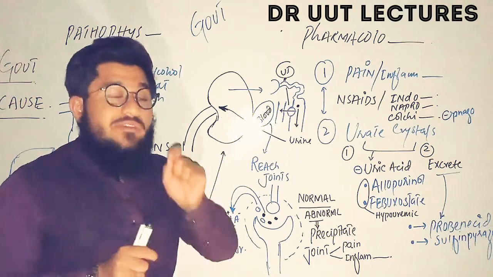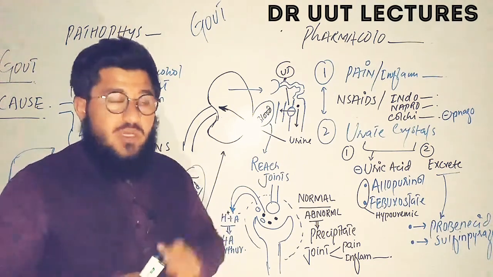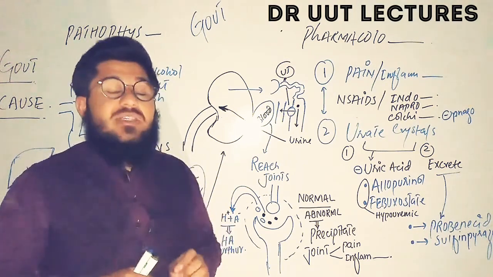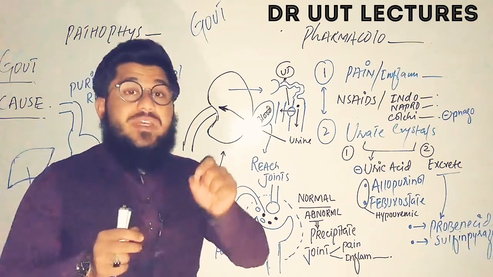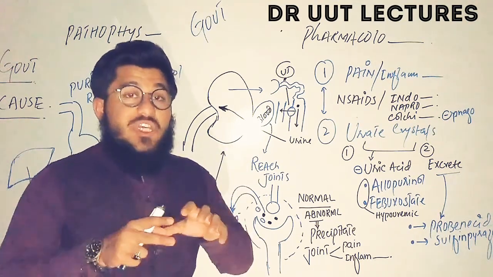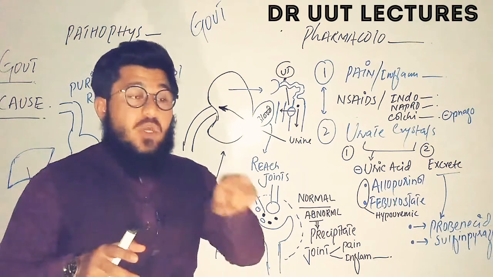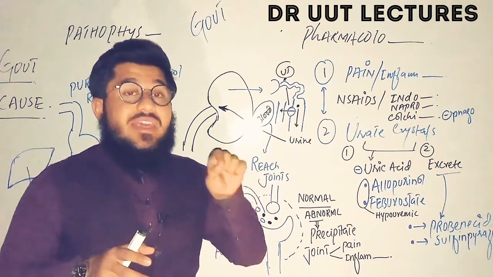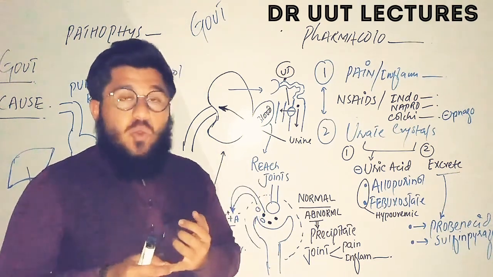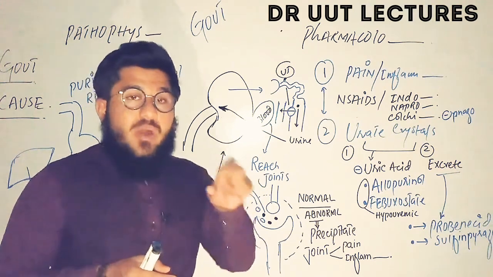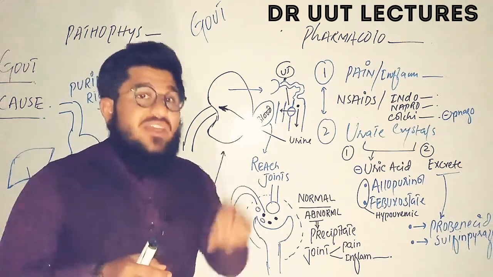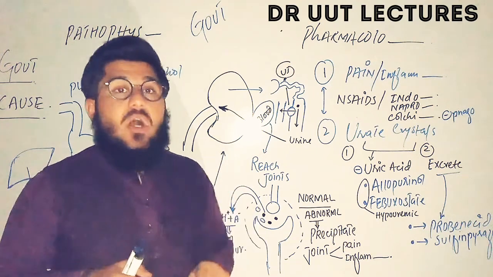Now let's know the very first cause of gout. The very first and prominent cause is high purine intake, meaning when we take purines in excess, that will cause gout. Now what are purines? Adenine and guanine are the purines. When we take these two in excess, they will cause gout.